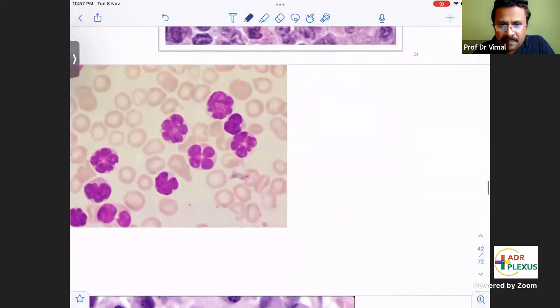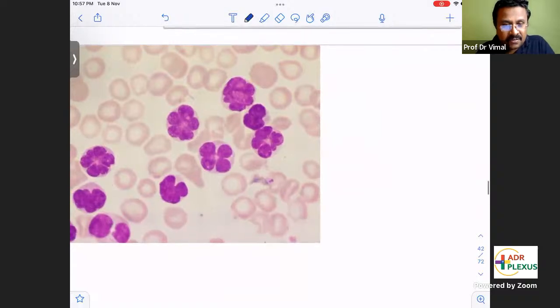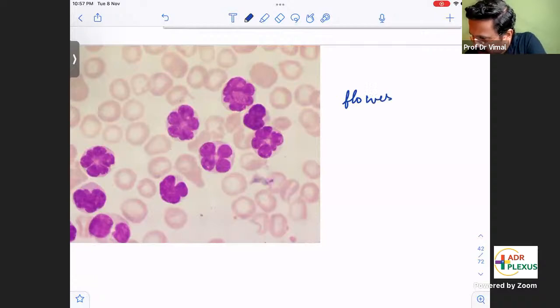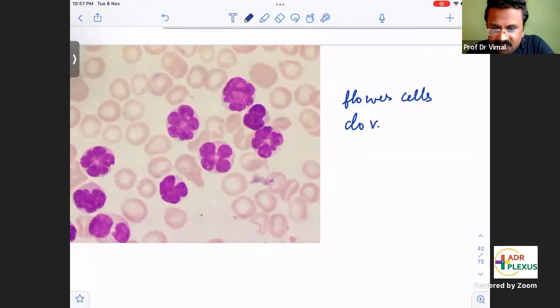If you see this kind of cell, CD15 and CD30 positive, in a peripheral smear, in which condition will you get these atypical cells? Yes, these are called flower cells, also called clover leaf cells. These are seen in adult T-cell leukemia/lymphoma.